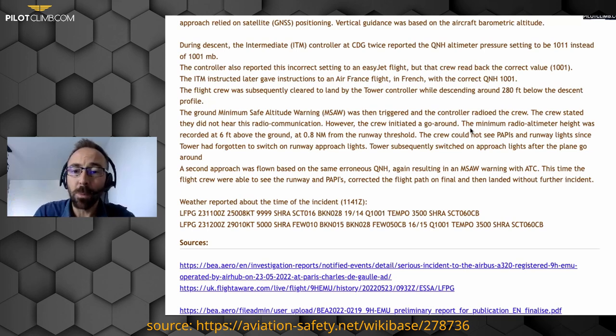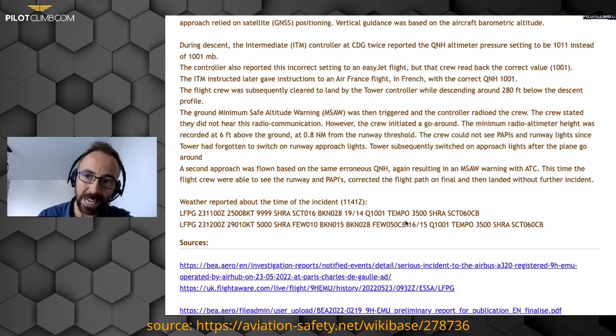So the minimum radio altimeter reading was recorded at 6 feet above the ground at 0.8 nautical miles from the runway threshold. Okay, so they were approximately 2 meters, like the height of a normal person, 1.8 meters, over the ground at 0.8 nautical miles from the runway threshold. So as you can see, it's quite a serious situation. The crew could not see the approach and runway lights since the tower had forgotten to switch on the runway approach lights.